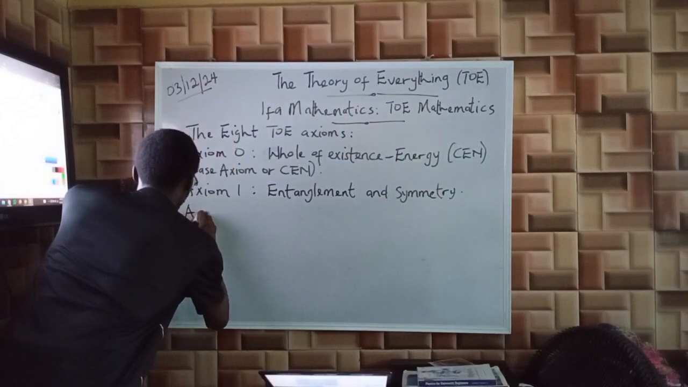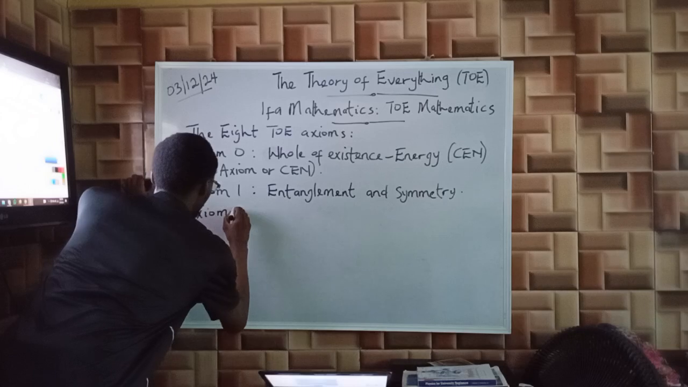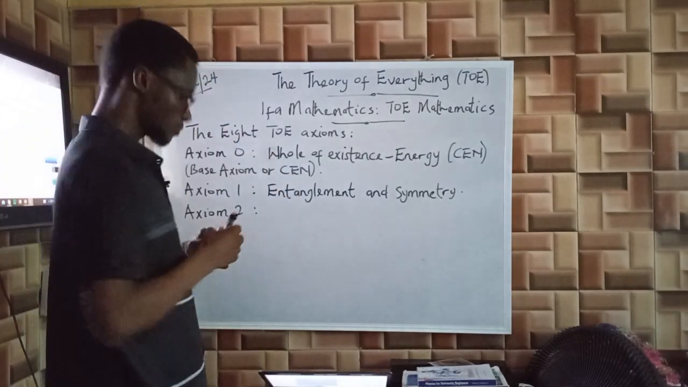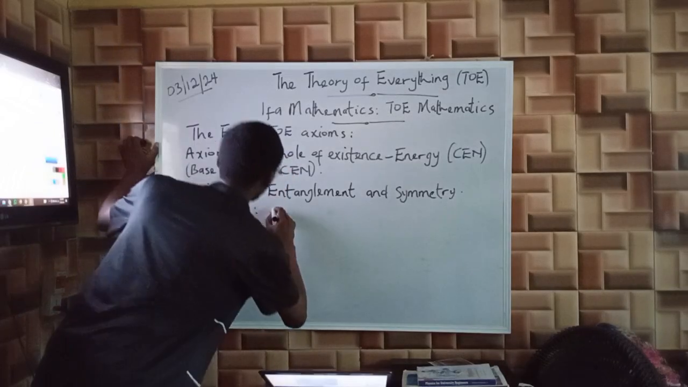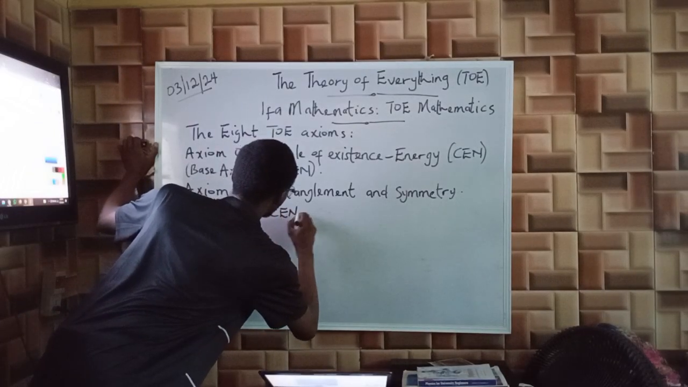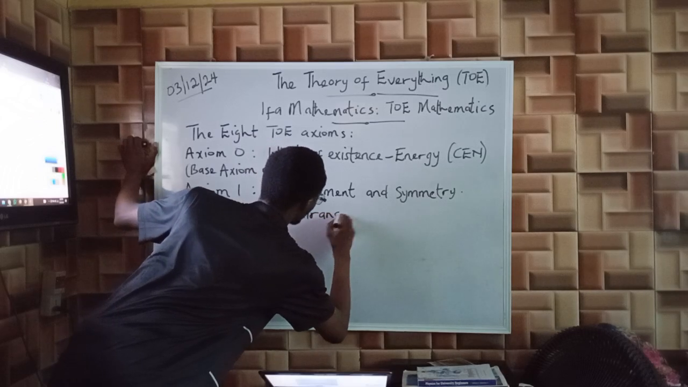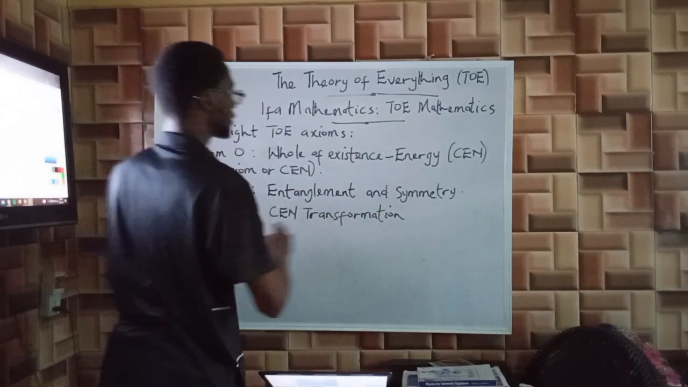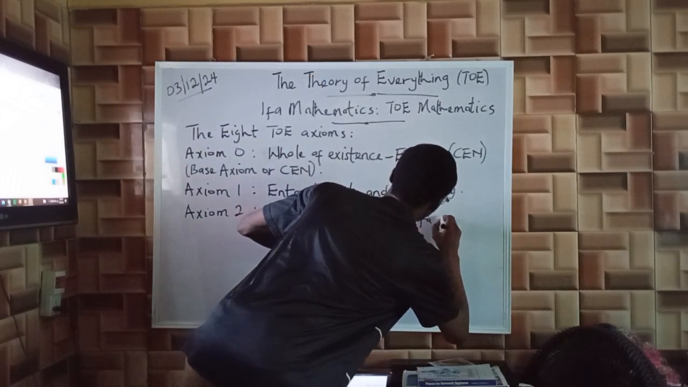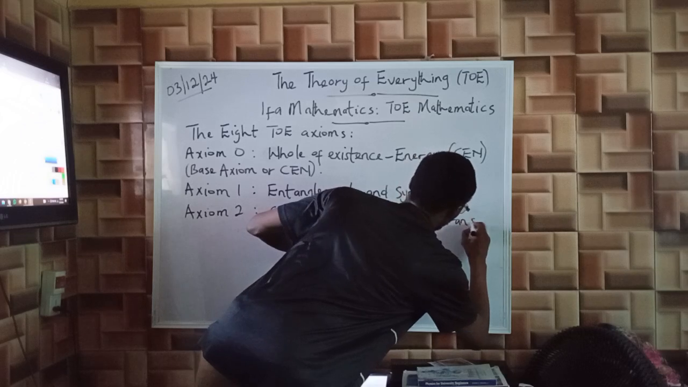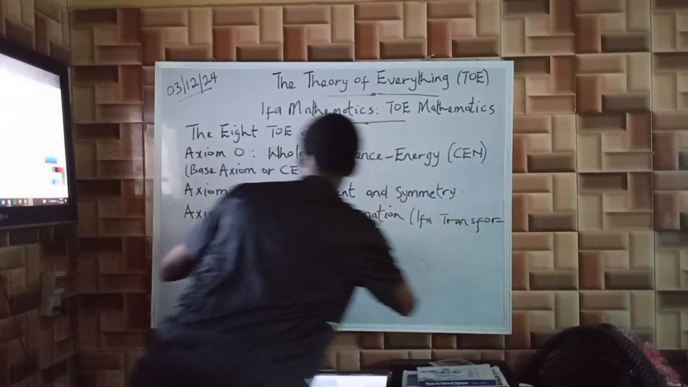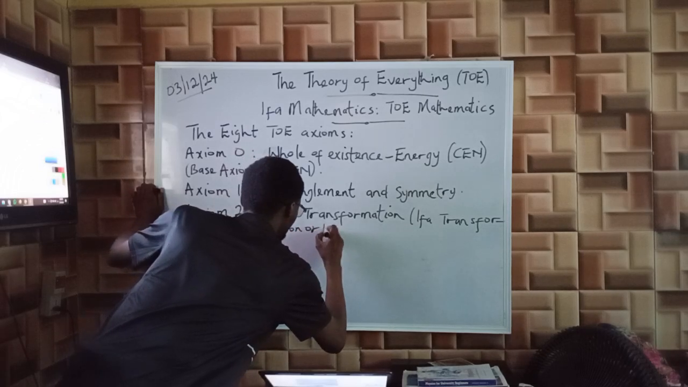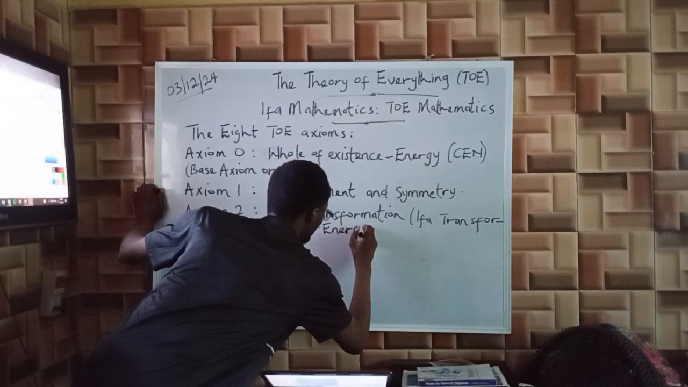We have axiom 2 as the next one. Axiom 2 is all about CEN transformation. This is Ifa transformation. It's also called Ifa transformation in Ifa Mathematics, or energy transformation. It has other names as well.